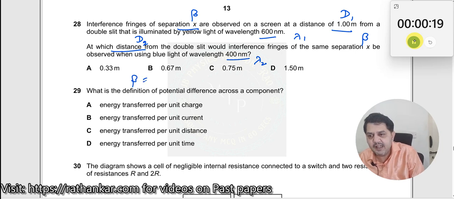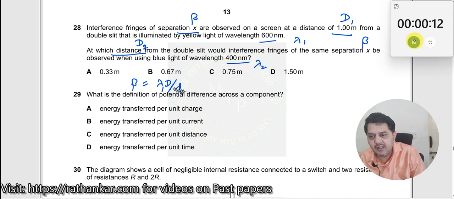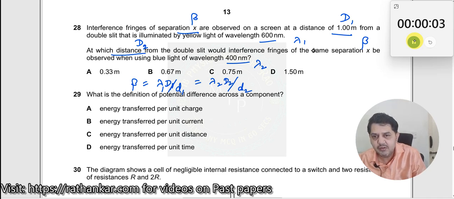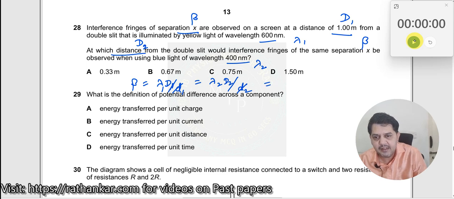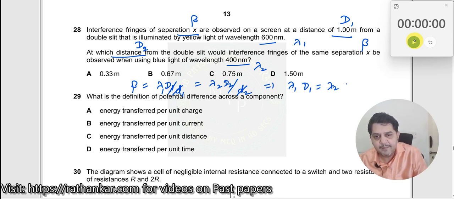Fringe width beta is given by lambda capital D divided by small d, right? So now I can write lambda 1 D1 divided by d should be equal to lambda 2 D2 divided by d. Now small d is the same, I am not going to change anything here, the same slit. So the d goes away, and thus we have lambda 1 D1 equal to lambda 2 D2.